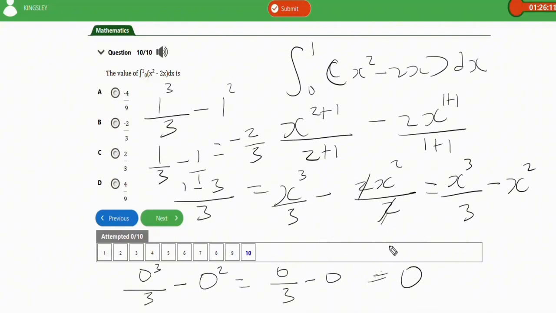The last thing we are going to do now is to subtract the output of the lower limit from the output of the upper limit. So this will give you minus 2 over 3 minus 0, which will still give you minus 2 over 3. So the correct option in this question is option B. Minus 2 over 3. It's as simple as this. This is basically how you can solve problems involving integration for your JAMB Maths.